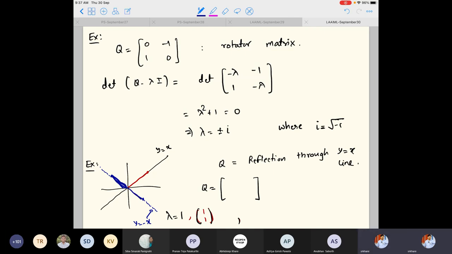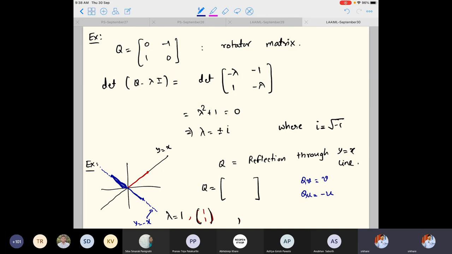You remember that's how we actually constructed this Q matrix. You remember the construction of Q. You first chose the vector in the direction of the subspace y is equal to x. You said that your Q should be such that QV should be equal to V and QU should be equal to -U. That's how you constructed the matrix Q. Do you all remember this?